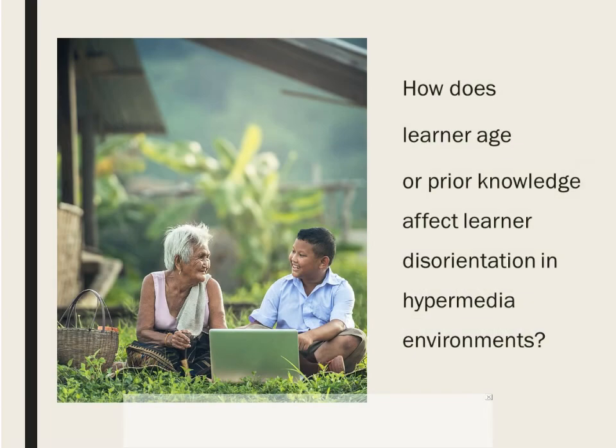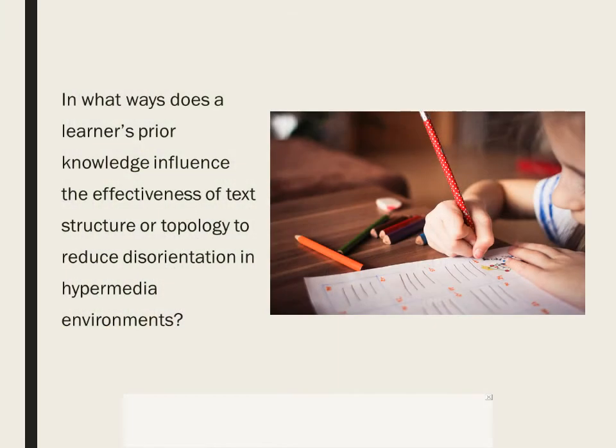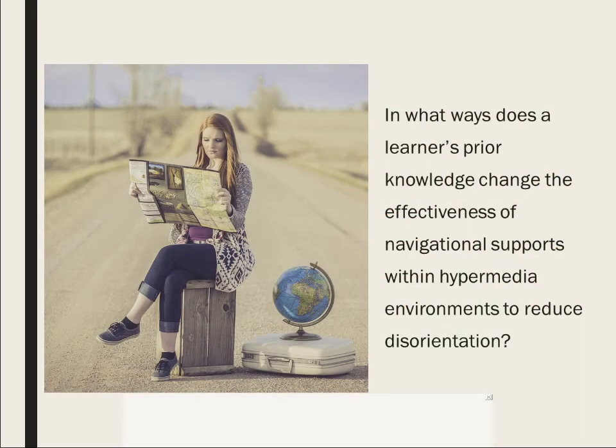How does learner age or prior knowledge affect learner disorientation in a hypermedia environment? In what ways does a learner's prior knowledge influence the effectiveness of text structure or topology to reduce disorientation in hypermedia environments? In what ways does a learner's prior knowledge change the effectiveness of navigational supports within hypermedia environments to reduce disorientation?